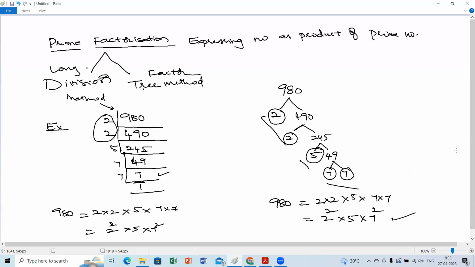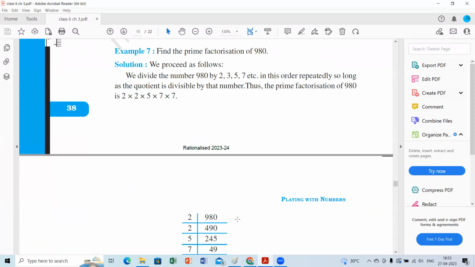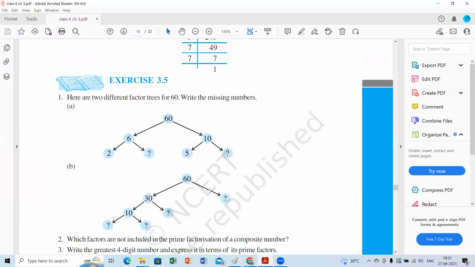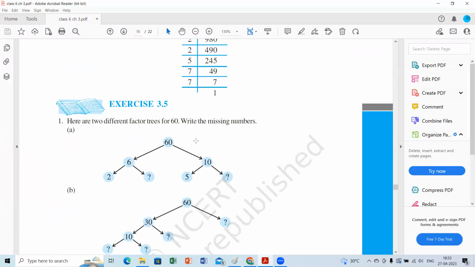Hope you understood the prime factorization, children. Any doubt? Any doubt? Tree method as well as prime factorization method. Now you go for the question in exercise 3.5. There is a 60. 60 can be expressed as, how can 60 be expressed? 6 tens are 60. Yes or no, children? Yes. Ma'am, may I say the blanks?